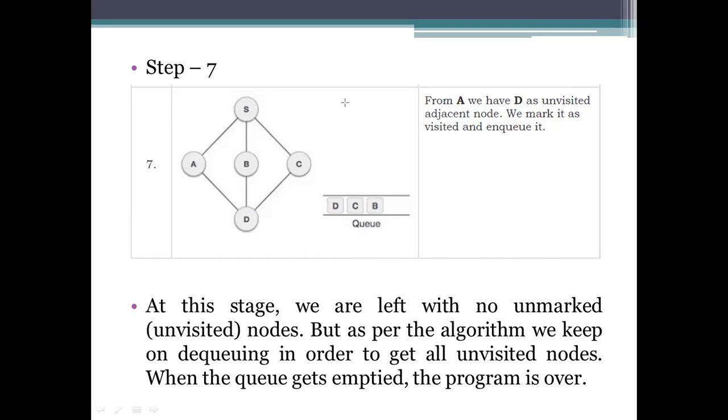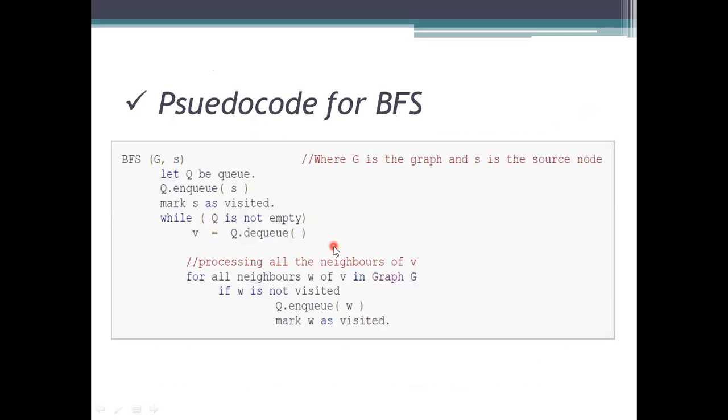And coming to the pseudocode representation of BFS. First, we need to start with a graph, which is considered as G, and there is a source node, small s, and we are taking a Q representation here.